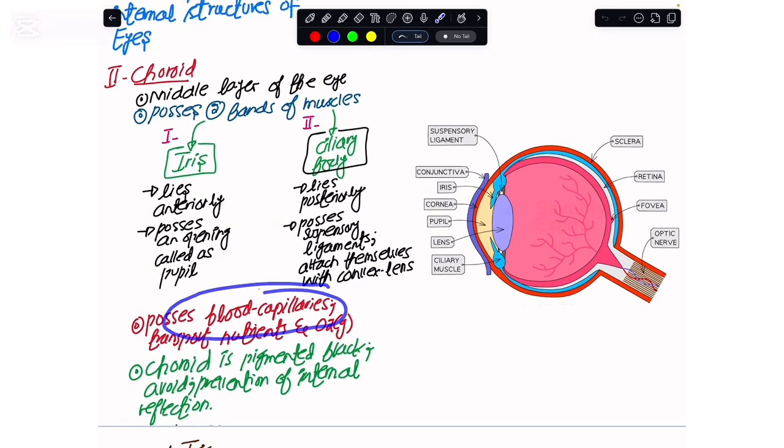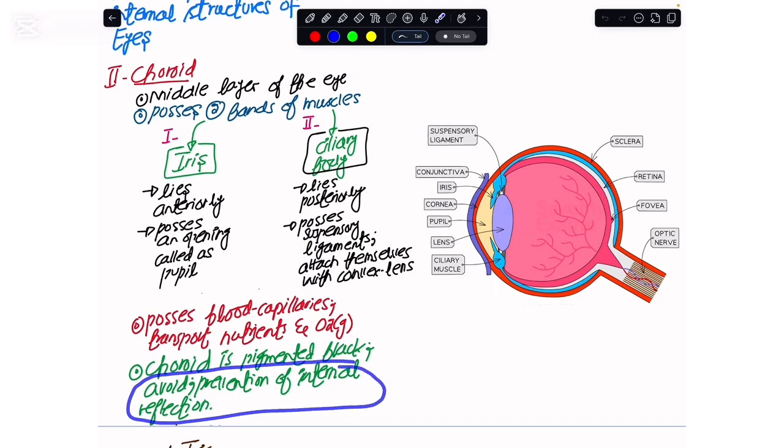Now, if someone was to ask you what function this choroid is rendering, it has blood capillaries in it, and that will transport the nutrients and oxygen gas to the internal structures of the eye because they are living. And the other thing is that this choroid that we have as a middle layer of the eye is pigmented black. When it is pigmented black, this would prevent internal reflection of the eye. That means that if the light rays get disturbed and are reflected this way, ultimately they would be absorbed by the black pigment that we have in the choroid.